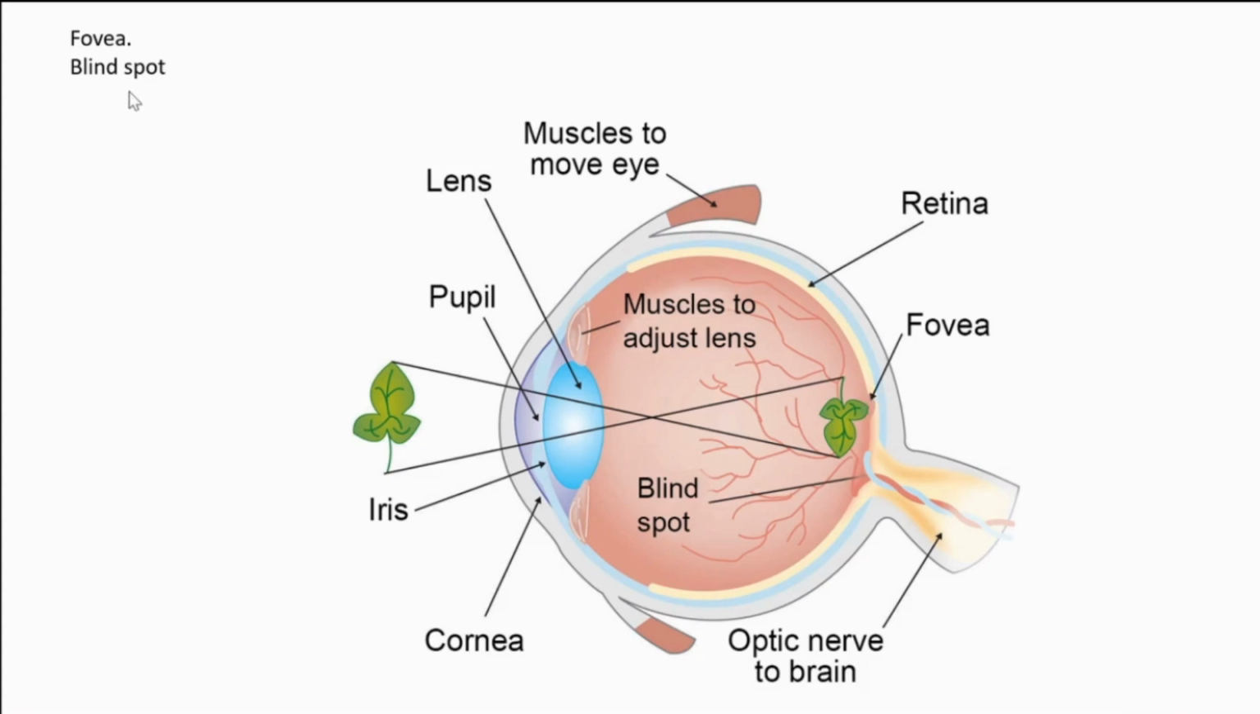Then what is the blind spot? The blind spot is the region where all the neurons converge to form the optic nerve. At the point where the optic nerve is formed, rods and cones are totally absent. That point is called the blind spot. Understand? The blind spot is the point in the retina where all the nerve fibers converge to form an optic nerve. At that converging point, rods and cones are totally absent. That point is called the blind spot.